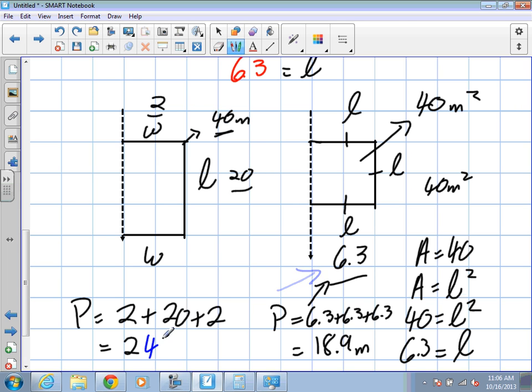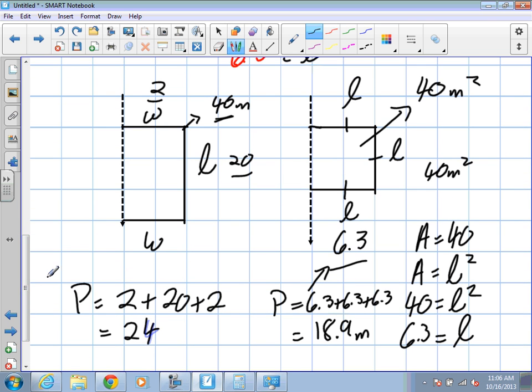Still, the side lengths being the same was a little more efficient. But let's go with something else. What other numbers multiply to 40?